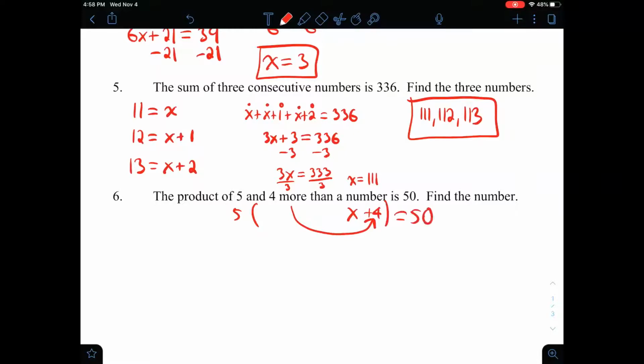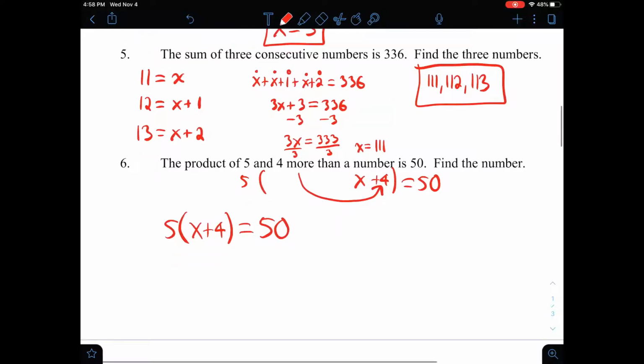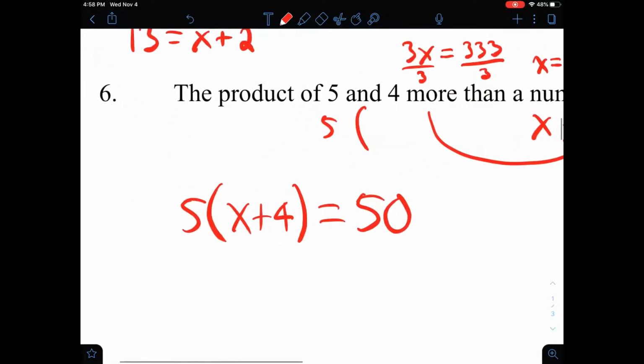Close parentheses equals 50. The product of this and multiply that times whatever the rest of it is in parentheses. We have 5 times x plus 4 equals 50. Okay? And you'll get better at this the more practice you get. It just takes some time and some energy, and it's hard stuff. This is very challenging.